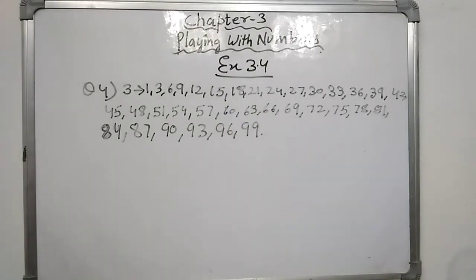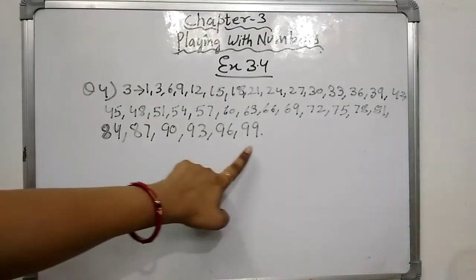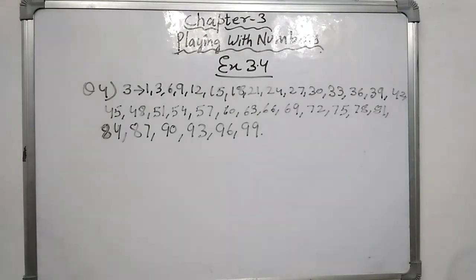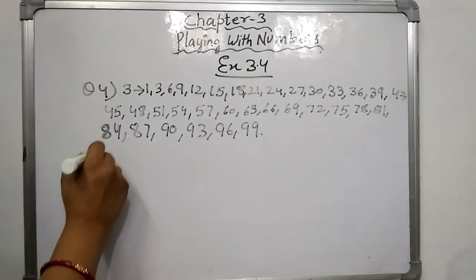We had written multiples till 99 because 99 is near to 100 and we are asked to write numbers less than 100. Now we will write down multiples of 4.